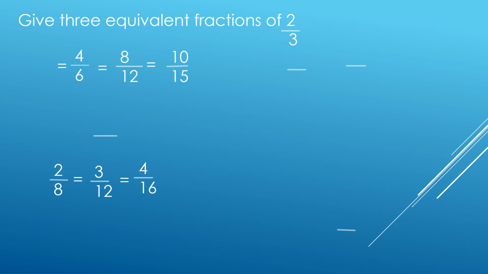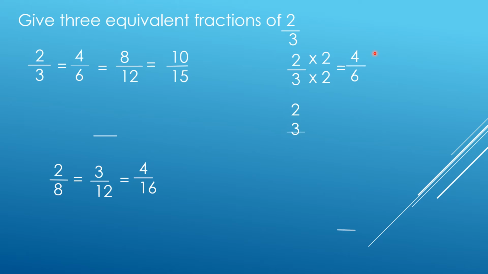Now, I have here 3 equivalent fractions of 2/3. Okay? 4 over 6, 8 over 12, 10 over 15. So, paano natin nakuha yan? Again, 2/3, mag-isip ka lang ng number na pwede mong i-multiply. Ang sabi dito, just give 3 equivalent fractions of 2/3. So any number, pwede ka mag-isip kung ano yung number na i-multiply mo. Let's say ang naisip ko ay 2. So I'm going to multiply numerator and denominator by 2. So that is equal to 4 over 6.